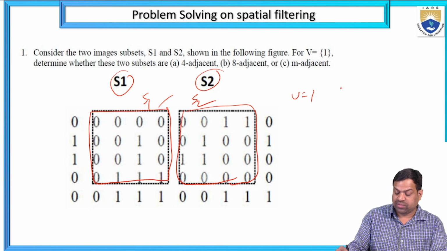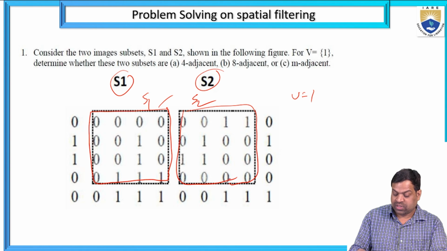So if I am taking this one, how many adjacents are there? It is 4-adjacent, or say 4 means 2 power 2 equal to 4 adjacent.